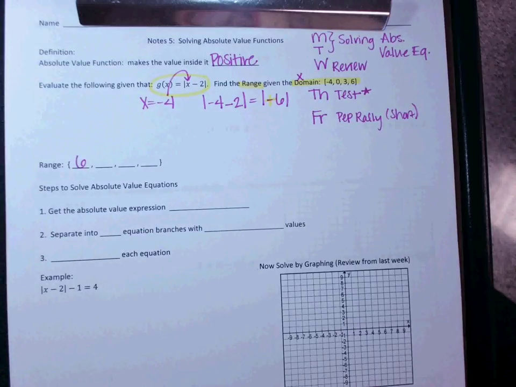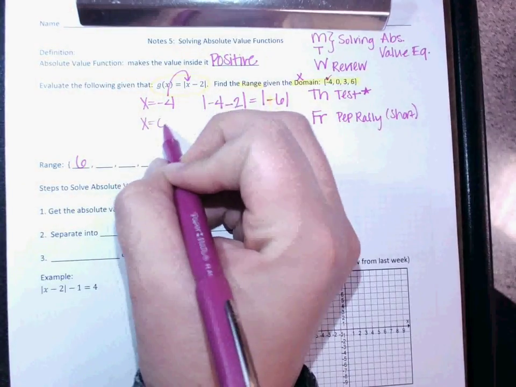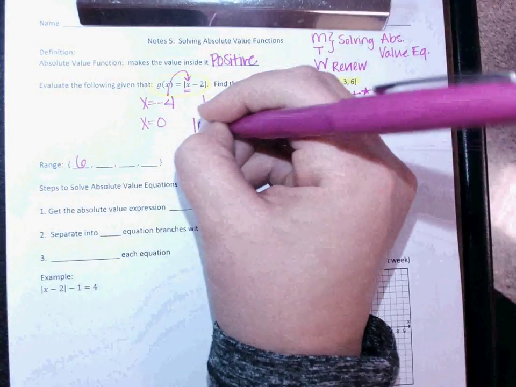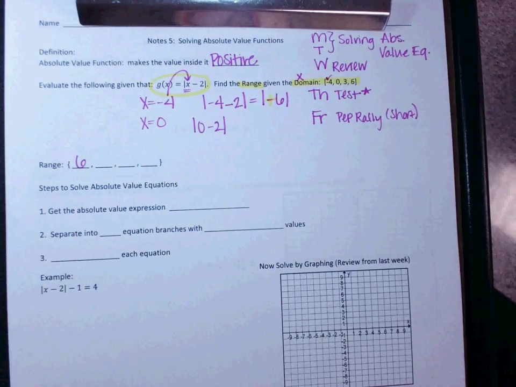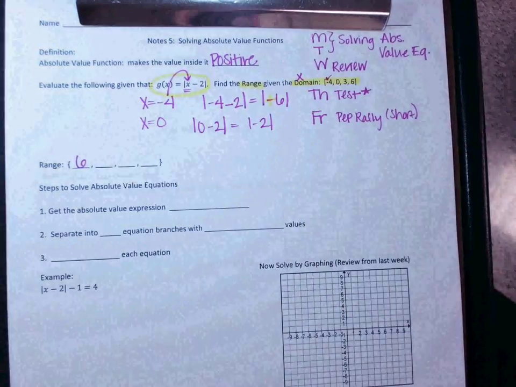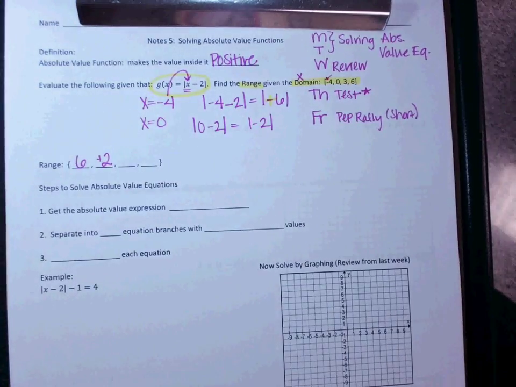BB, did you have a question? I answered it. Okay. So we did negative 4. What's the next X in the domain? Okay, negative 4, check. Now we're on 0. If X equals 0, I'm plugging that in right here. So I would have 0 minus 2. What's 0 minus 2? Negative 2, but it's in the bars. That switches it to a positive 2. And then you would write that answer in the range because each domain has a partner in that range.